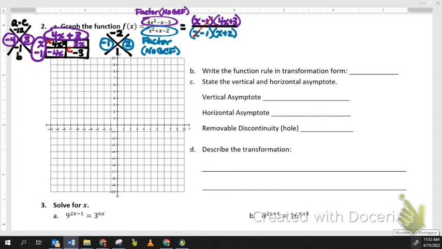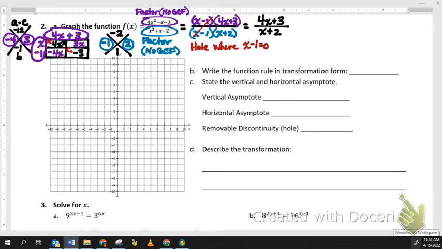Which means what's going to happen on my graph? There's going to be a hole, where x minus 1 equals 0. I'm going to write down what we've got left over after we canceled. 4x plus 3 and x plus 2 is what we had left.